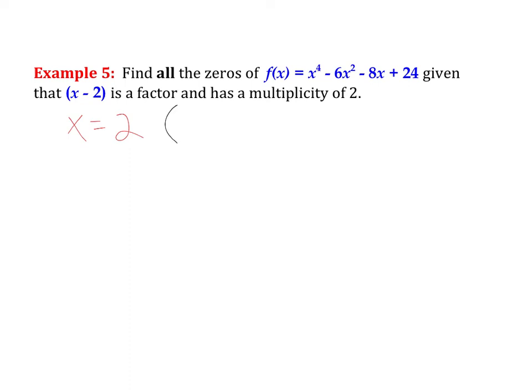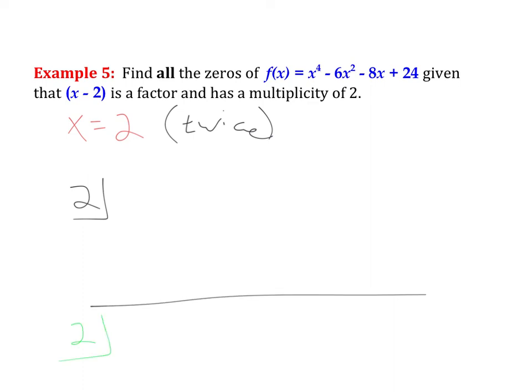But what I get to do is divide that thing out twice when I do my synthetic division. So I'm going to have 2 in the little starting block, and we'll do our synthetic division, and then I'm going to do it again with 2 as my starting number. So that's what the multiplicity of 2 means.